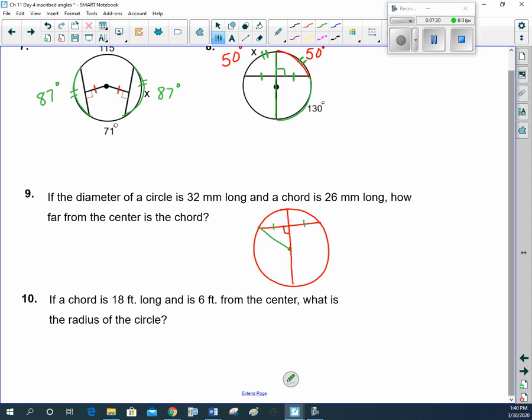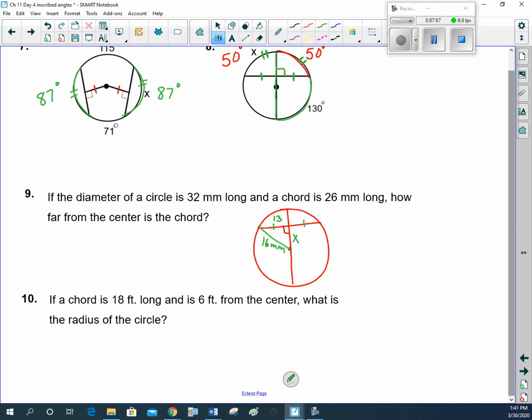Okay, now let's go back and put our numbers in that we know. If the diameter of a circle is 32 millimeters long, then that must mean that the radius has got to be half of that, right? So the radius is 16 millimeters. So I'm going to put this right here in my right triangle. And a chord is 26 millimeters long. Well, the whole chord is 26, but we know it's bisected, so I'm going to put 13 right here in my triangle. How far from the center is the chord?